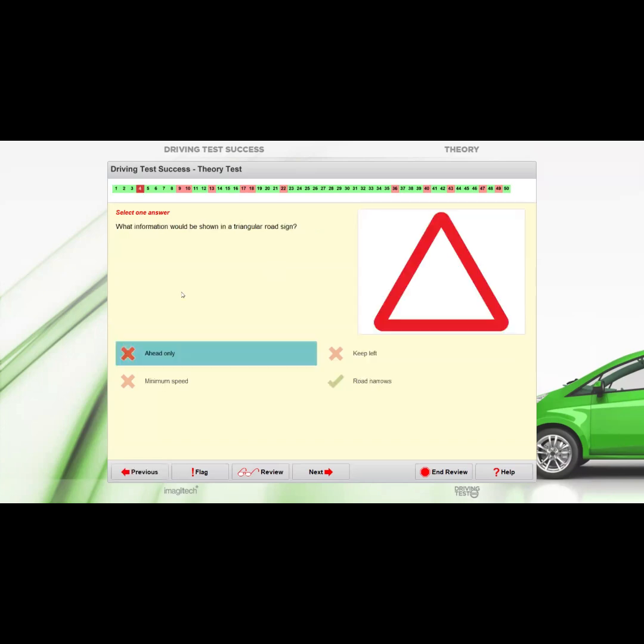Now, a triangular sign is always a warning sign. So basically, all you got to remember is whatever's inside it is going to be a warning of what's up ahead. That's all they want to know, that you know that what's inside that is a warning of what's up ahead. And of course, the only thing that's a warning of what's up ahead there is a narrow road because the rest of these things are actually orders. Ahead only is an order, keep left's an order, minimum speed's an order. So orders would always be in a circular shape.